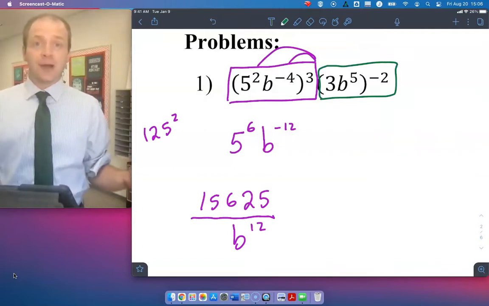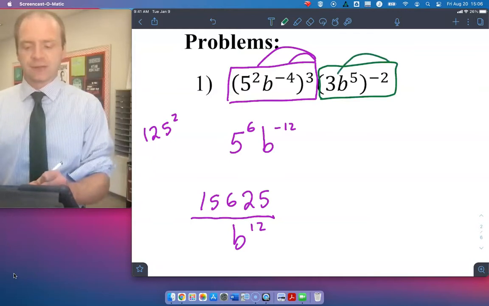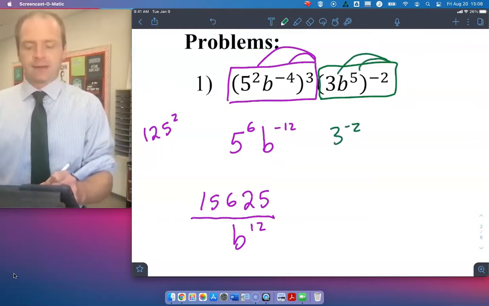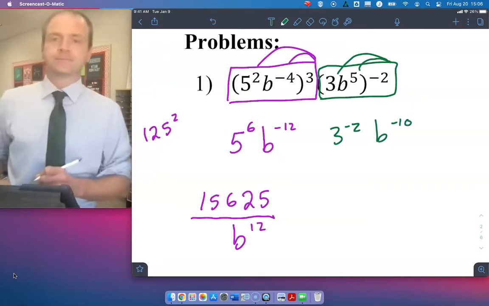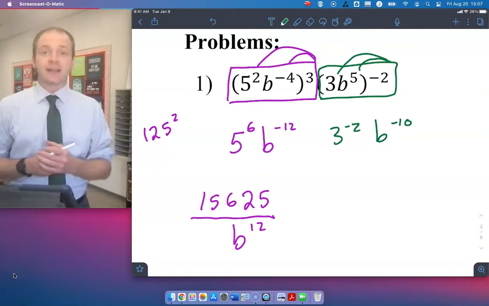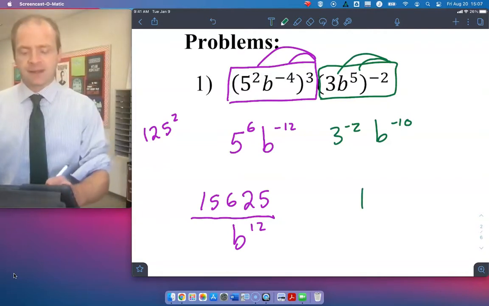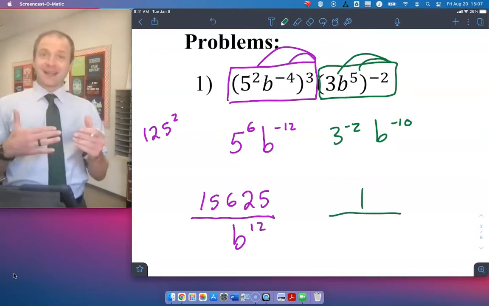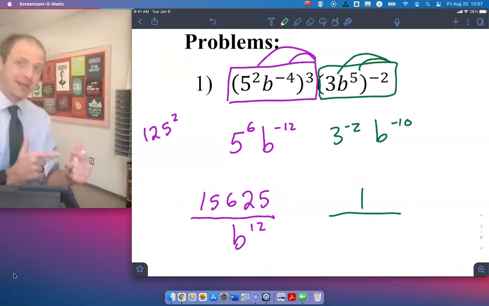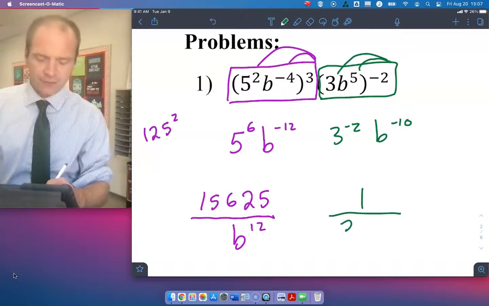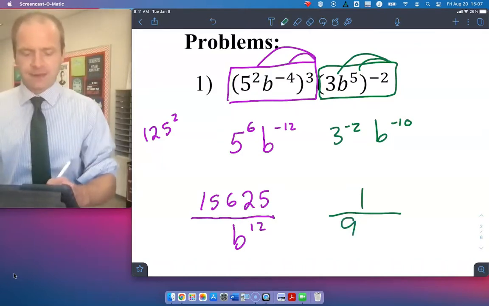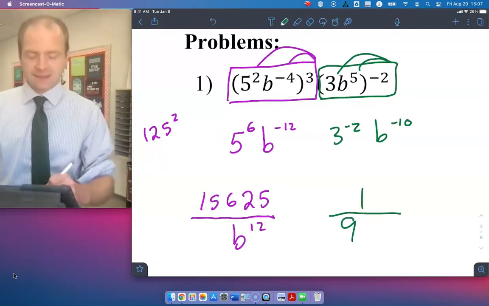Again, I'm going to use the power rule. I'm going to distribute, and this will be 3 to the negative 2nd, and then b to the negative 10th. Well, what happens here? Well, both of those are being raised to the negative power. So that means that 3 to the negative 2nd is really 3 squared. That's on the wrong side of the fraction, so I better put it on the bottom here. And so I have 1 over 3 squared, which I might as well just say is 1 over 9, and 1 over b to the 10th.